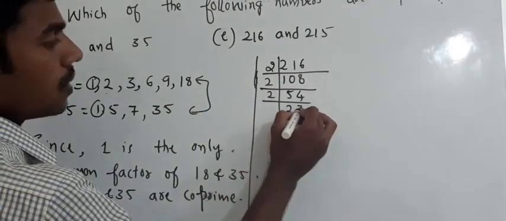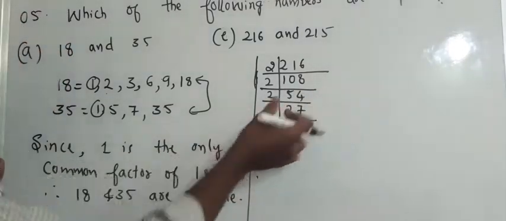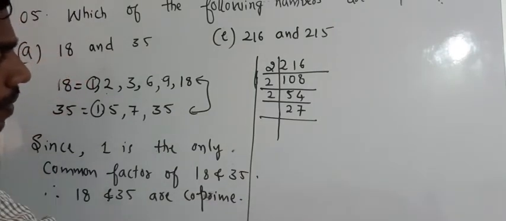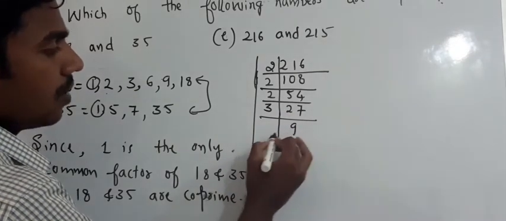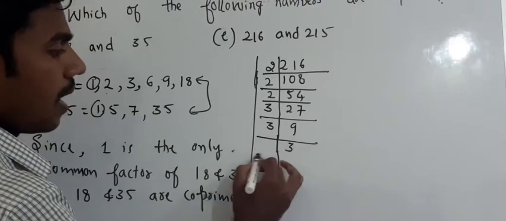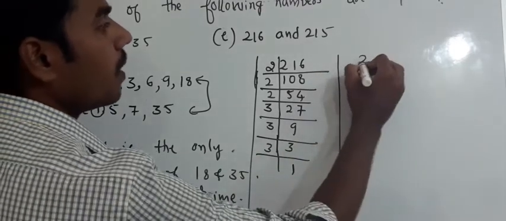2 2s are 4. 2 7s are 14. Since it is not ending with an even digit, I can't go for divisibility by two. Now 2 plus 7 is 9, so I can go ahead with 3. 3 9s are 27. Next 3 3s are 9 and 3 1s are 3. Next, 215.